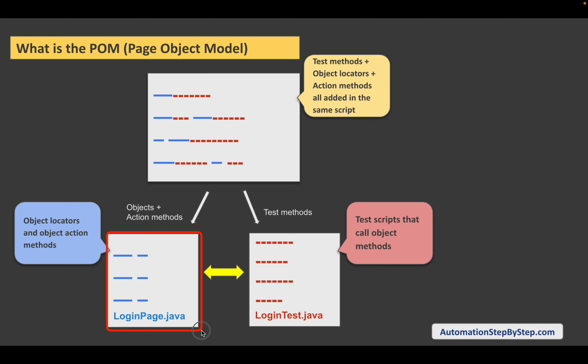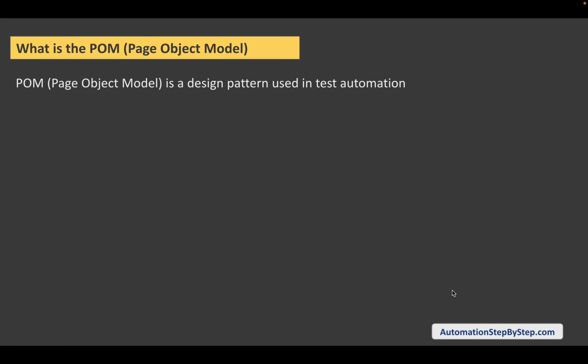So objects are reusable, the changes are efficient, making any changes updates is very easy and not time consuming, not error prone. All right, so the page object model is a design pattern used in test automation.